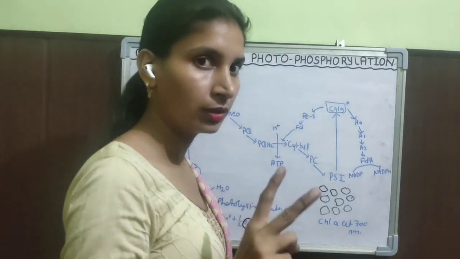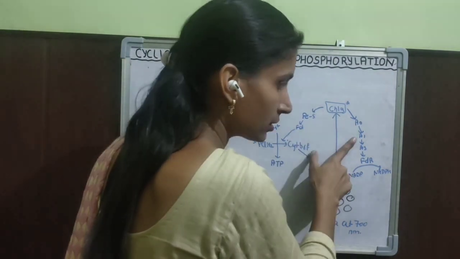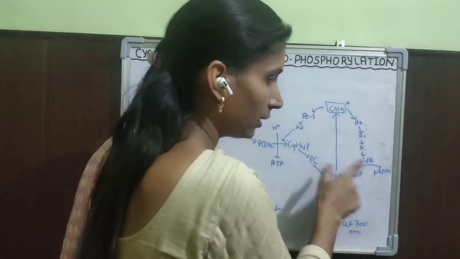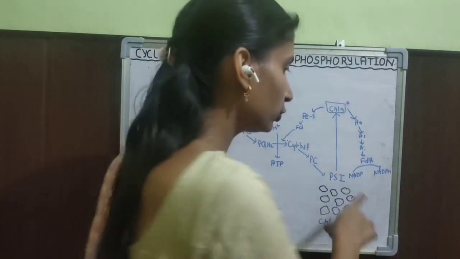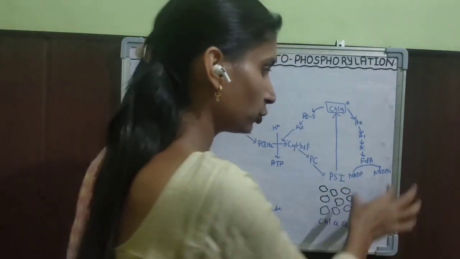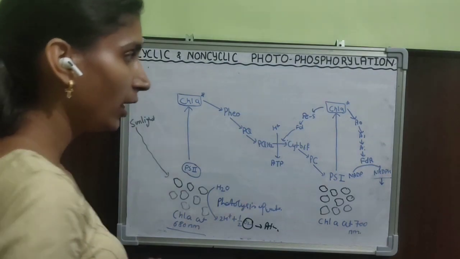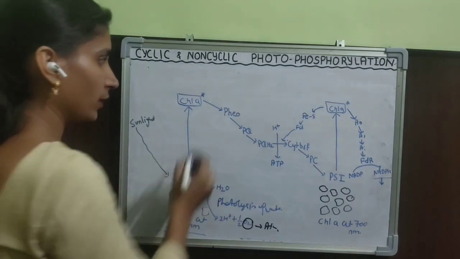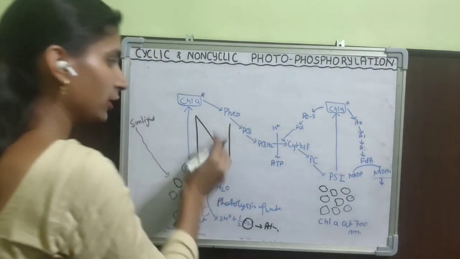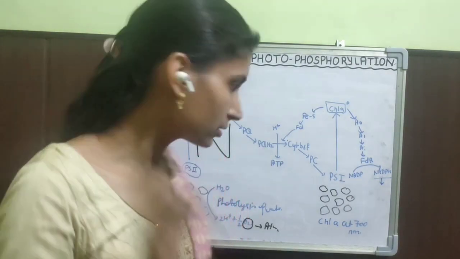It has two pathways. Either it goes to the unknown acceptor, then A1, A2, A3, and finally ferredoxin reductase. Ferredoxin reductase reduces NADP into NADPH. So NADPH is the product of non-cyclic photophosphorylation. If this pathway takes place, it occurs in a Z fashion. That's why it's named the Z scheme, which was given by Hill and Bendall in 1960.